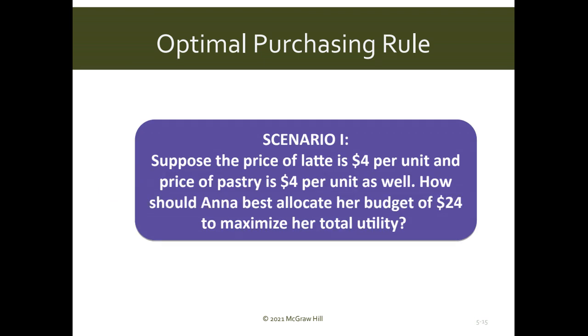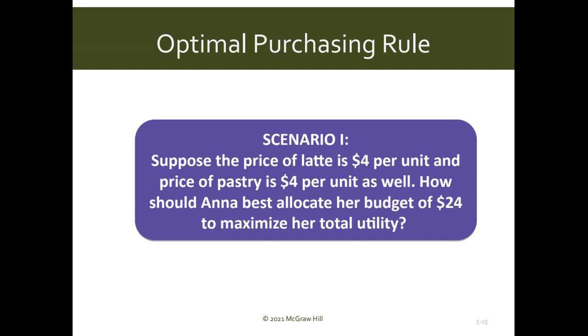So this is scenario one. There are two scenarios here. Suppose the price of latte is $4 per unit. And price of pastry is also luckily $4 per unit. So in scenario one, we have the same price for the two products. But this is not always the case. So in scenario number two, I will change the price. Here, I'm just assuming that the price of both products is $4.